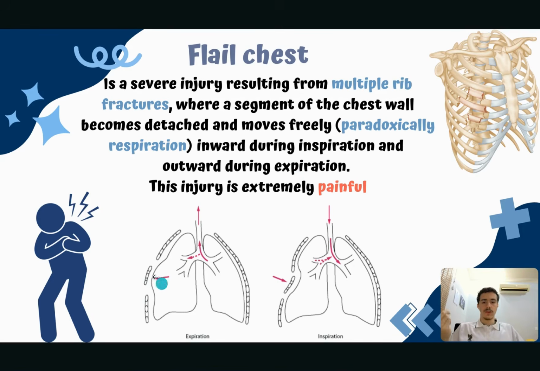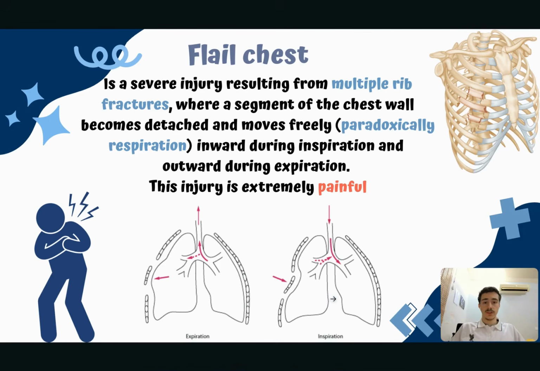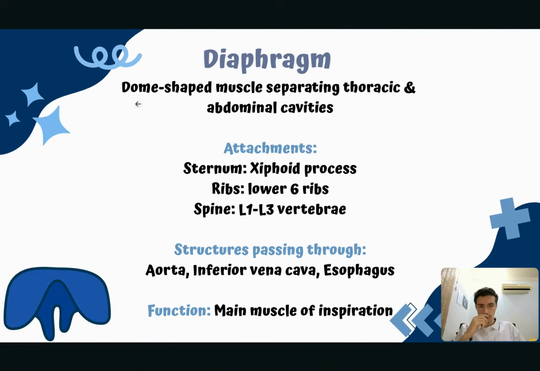As you can see here, this is the flail chest, the ribs that are broken from both sides, so they are freely movable. During expiration the rib is supposed to move inward, but as you can see here, it's outward. And during inspiration it's the opposite: it's going to be inward, which is supposed to be outward. So this is paradoxical movement, or respiration, meaning the opposite. This case is extremely painful for the patient, and it needs surgery to fix it.